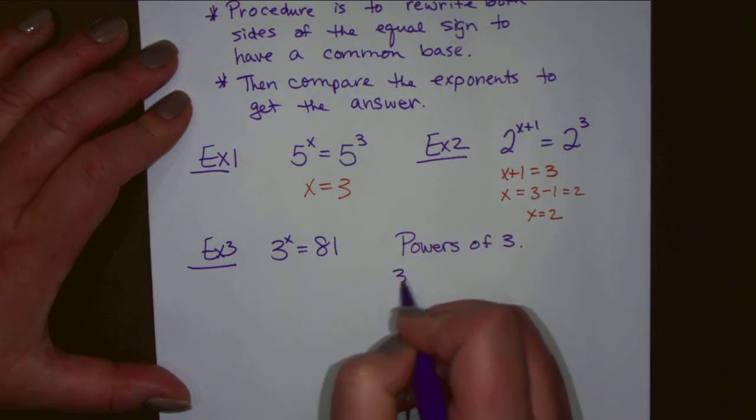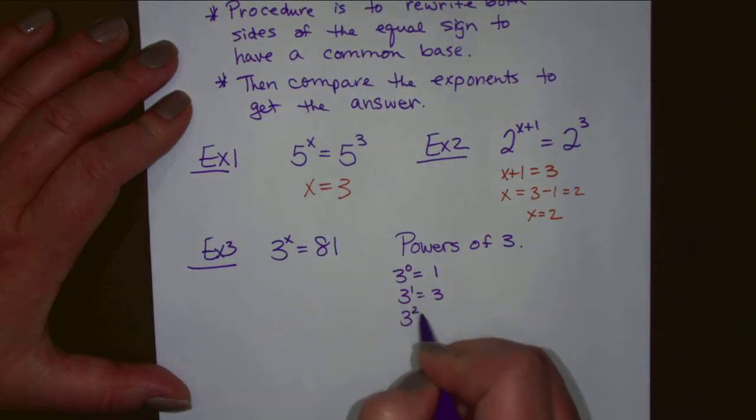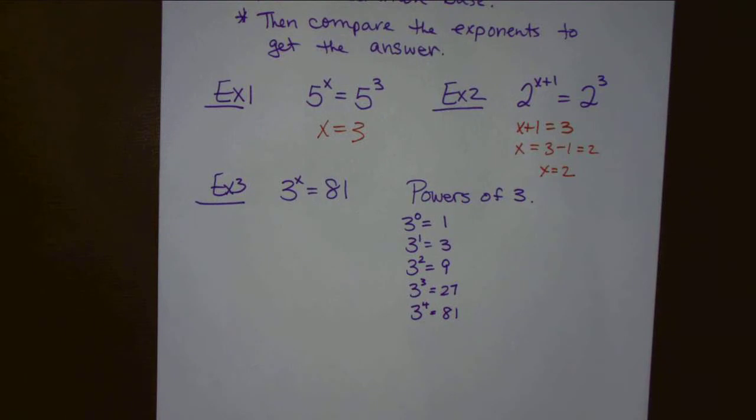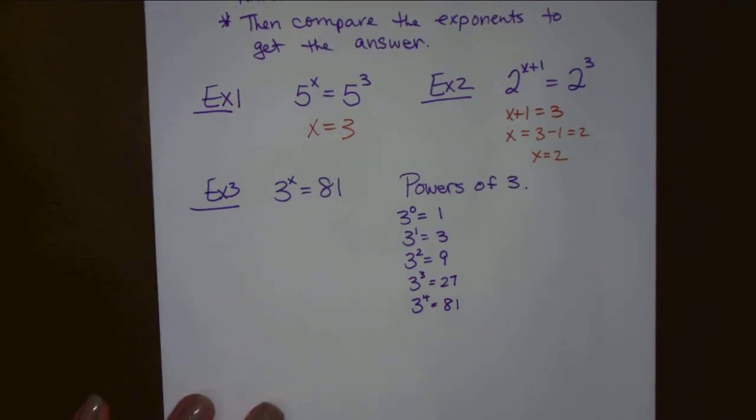Like 3 to the 0 is 1, 3 to the 1 is 3, 3 to the 2 is 9, 3 cubed is 9 times 3, 27, 3 to the 4 is 81, and you need to know them up that high. Okay, so that's sort of a memorizing thing. You need to know the powers. We don't use powers a whole lot, so sometimes you don't know them right off.